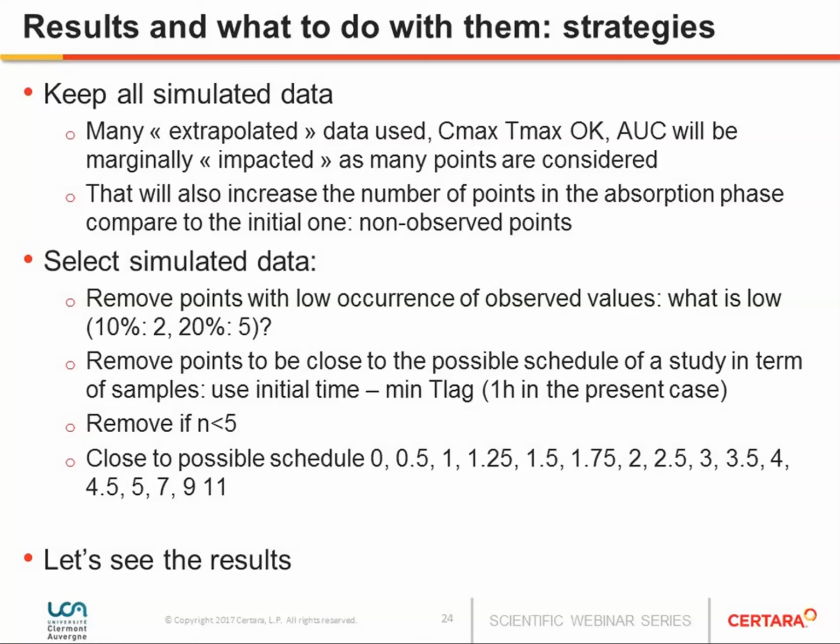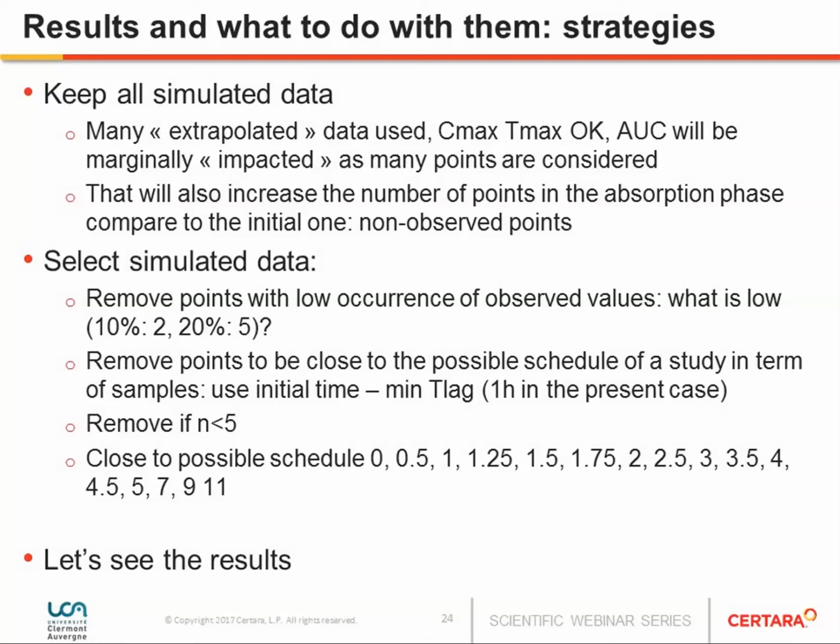What you can do, you can select the simulated value. You can remove the points with a very low occurrence of observed value. That means, for example, that occurrence below 10 or below 20 or below 30%. If you have 23 subjects, below 10% means that you are going to exclude 2 subjects. And you are going to keep the points when you have only 3 points. If you take only 20%, it will be 5.